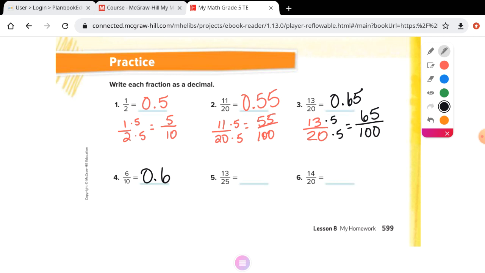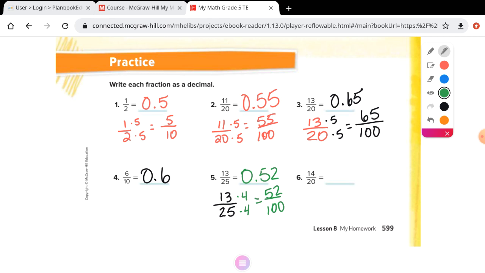Next one, Kinley, option 1, option 2, or option 3? Option 2. Why? Because you can do 25 times 4 to get to 100. Yep, because I can multiply that 25 by 4 to get it to 100. What is 13 times 4? 52. And how do I write that as a decimal? 0.52.